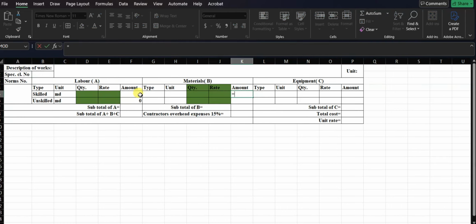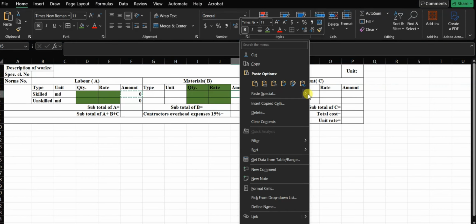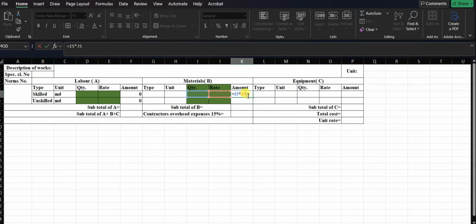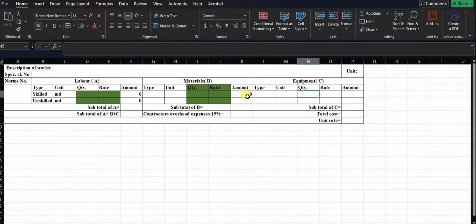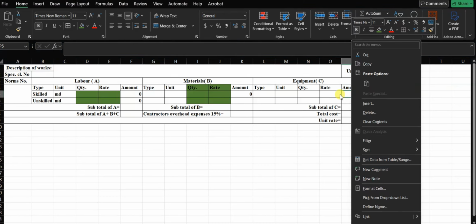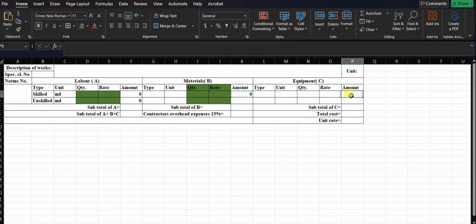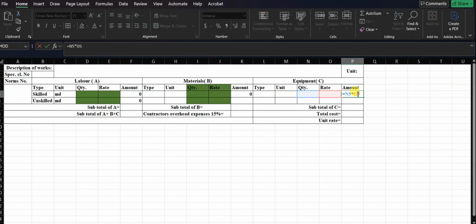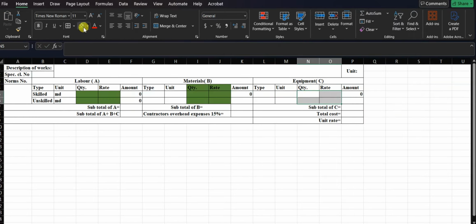Suppose you need to copy this. Go to here, right click, paste special, then go to the formulas. So this quantity into rate will be automatically displayed, right? Again you have to go to the amount section. You can copy this, right click, paste special, and go to the formula. So the formula will be displayed here.